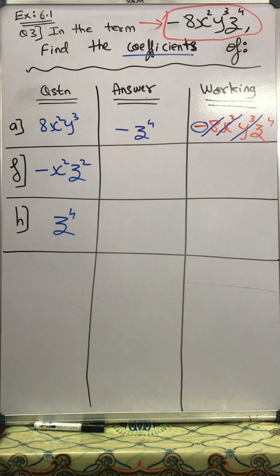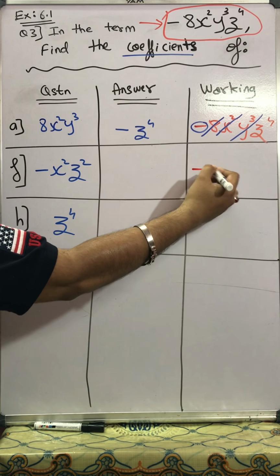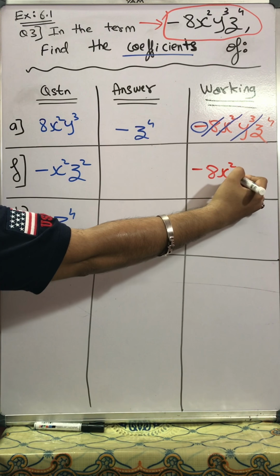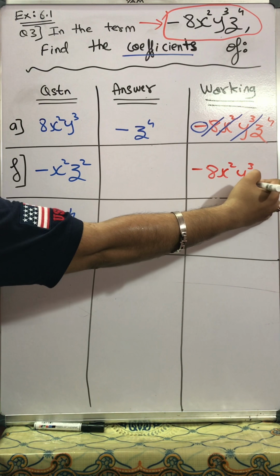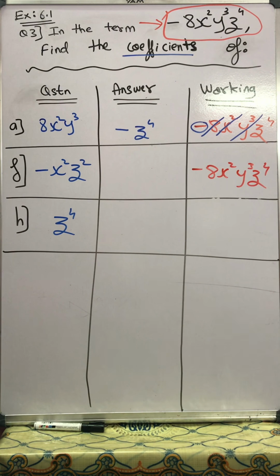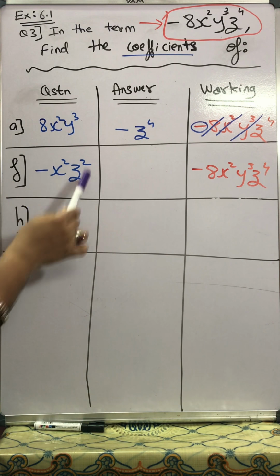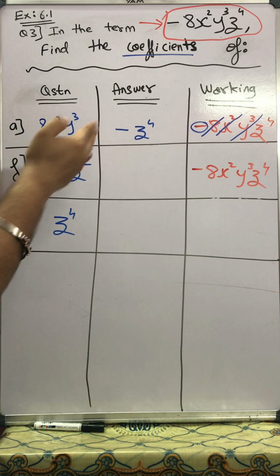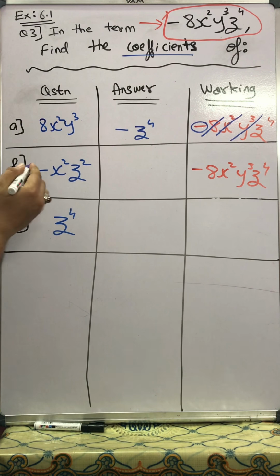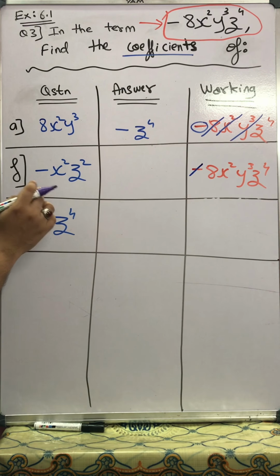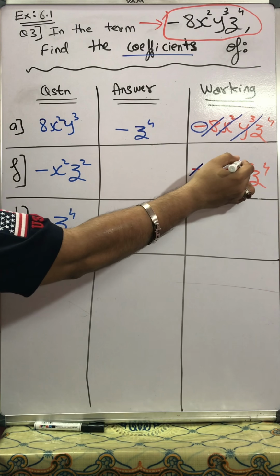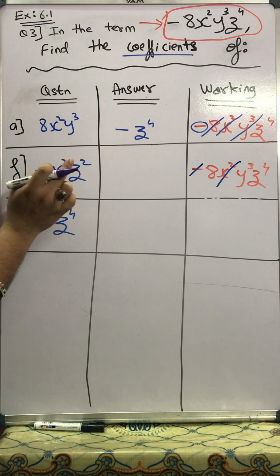Okay, first I'll copy this for the reference one. Minus 8x square y cube z raised to 4. The question is, find the coefficient of this. Find the other partners of this. So first let's strike off this original question from here. I have minus here, so minus gets cancelled. I have x square here, so x square gets cancelled. I have z square here.